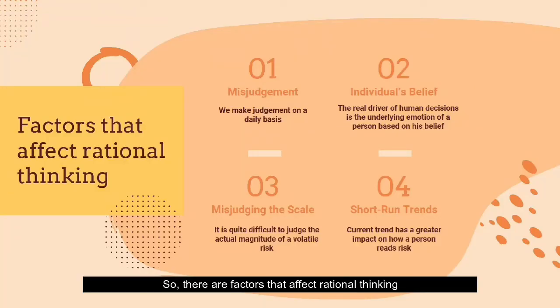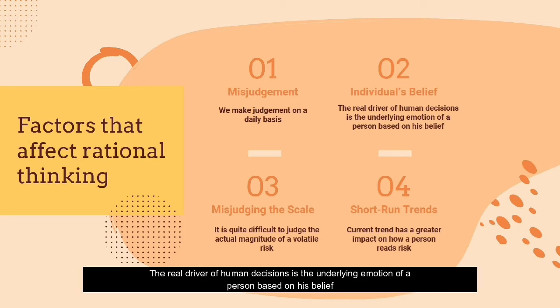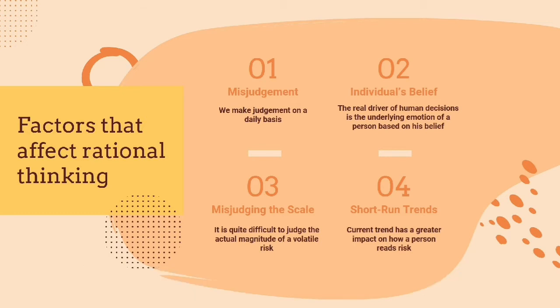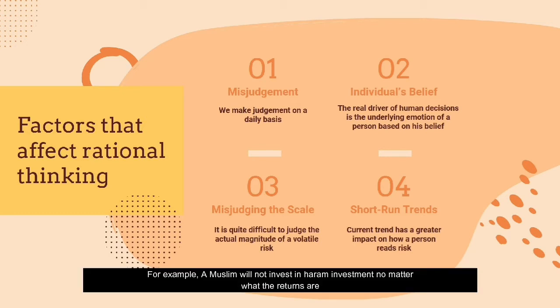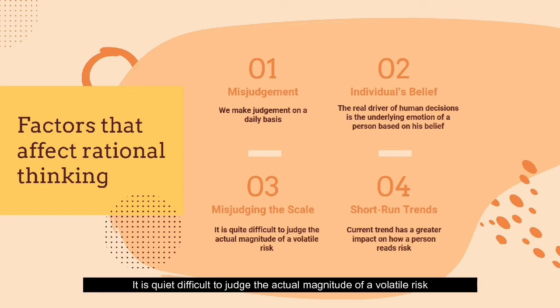So, there are factors that affect rational thinking. Firstly is misjudgment. We make judgments on a daily basis. Second is individual belief. The real driver of human decisions is the underlying emotion of a person based on his belief. For example, a Muslim will not invest in haram investments no matter what the returns are. Third is misjudging the scale. It is quite difficult to judge the actual magnitude of a volatile risk. Lastly is short-run trends. Current trends have a greater impact on how a person reads risk.